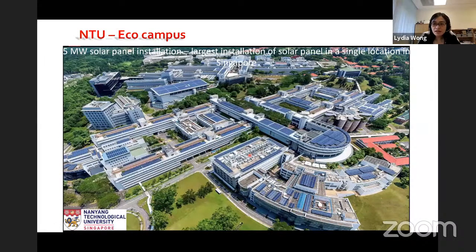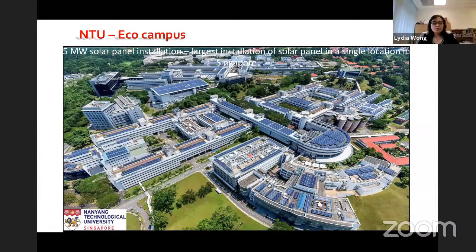So this is a demonstration. NTU has become the living lab of Eco Campus, where we also conduct research to analyze the usage of solar panels. How can it actually replace electricity 100% without any break, for example? And what is the energy efficiency? What is the cost saving, etc.? So our campus has become a living lab for solar panel installation.